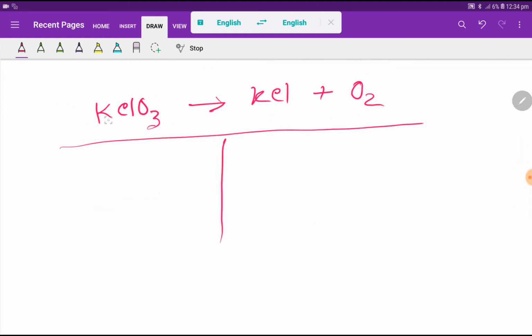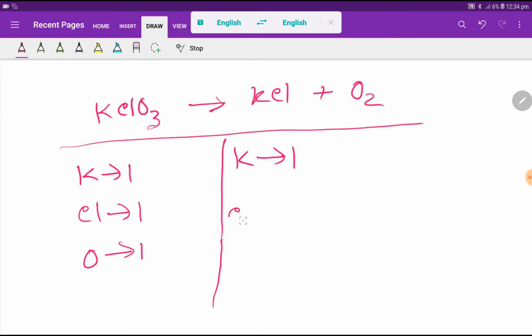Look, in the left hand side we have potassium, that is 1. Then we have chlorine, which is also 1. Then we have oxygen, which is 1. In the right hand side we have potassium, that is 1. We have chlorine, that is also 1. We have oxygen, that is 2. So potassium 1 1, chlorine 1 1. So everything is balanced except oxygen.